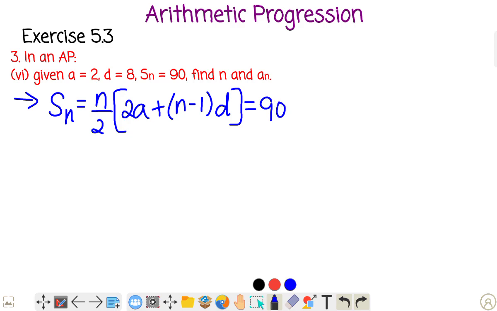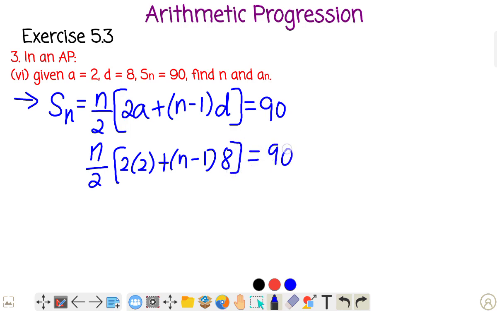ಸೊ ಮತ್ತೆ ಎ ಮತ್ತೆ ಡಿ ವ್ಯಾಲ್ಯೂನು ಕೊಟ್ಟಿದ್ದಾರೆ. Substitute the given a and d value. So 2 into a value is 2, plus n minus 1 as it is, and d value is 8, is equal to 90. So now what I'll do, I'll shift this 2 to the other side, or I can even take common from here. So n by 2 as it is, 2 twos are 4, plus 8n minus 8 is equal to 90.